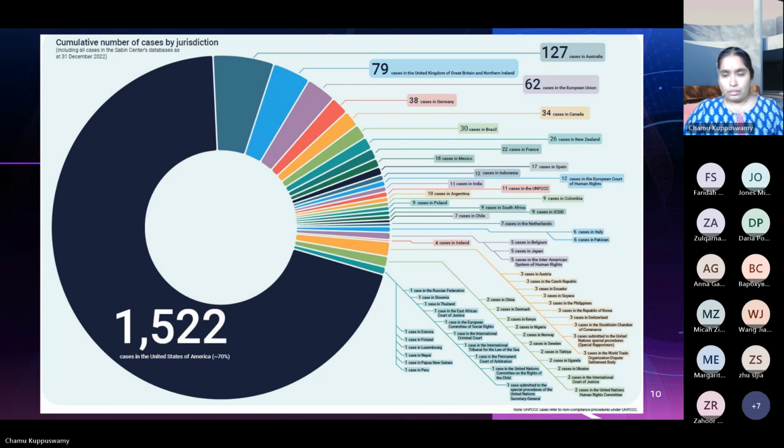Okay. Any other thoughts? Anything you found interesting? There's 127 cases in Australia. There's one case in the Russian Federation. The interesting point is that Russia is a big country, a big federation. However, the case filed is only one, and in Australia there are 127 cases. So I think there is a huge gap.